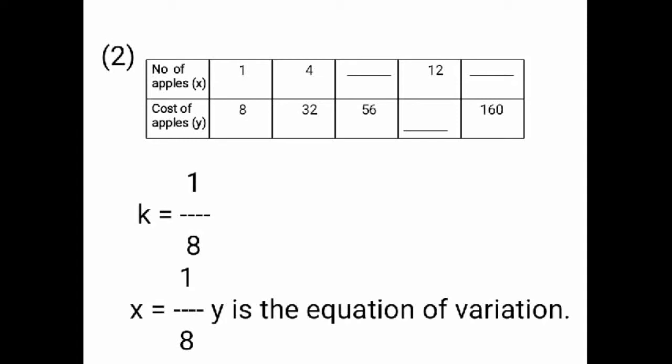Second column, x is given 4 and y is given 32. Second column, 4 and 32 which is given of x and y value. 4 ones are 4, 8 fours are 32. So second column also I am getting answer 1 upon 8. So constant of variation k is 1 upon 8.